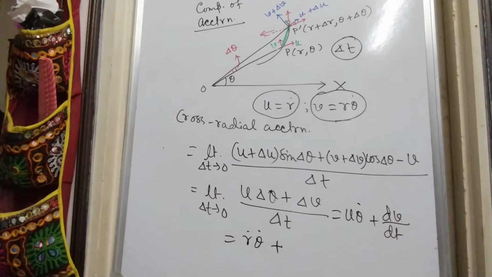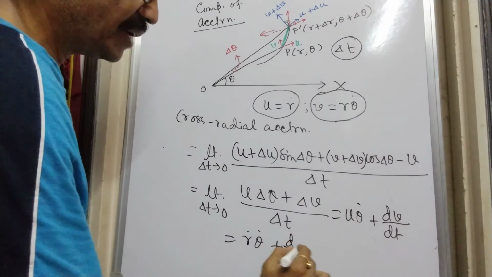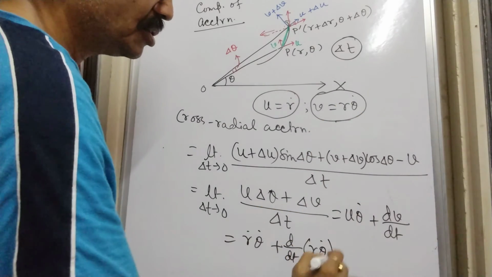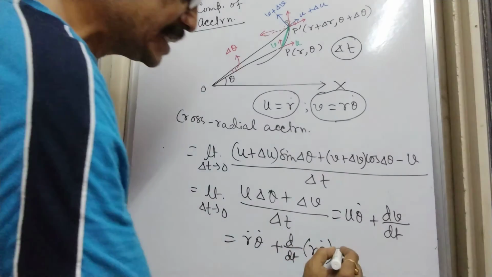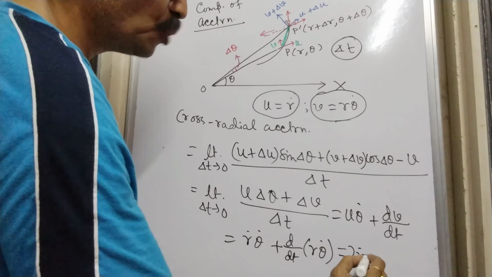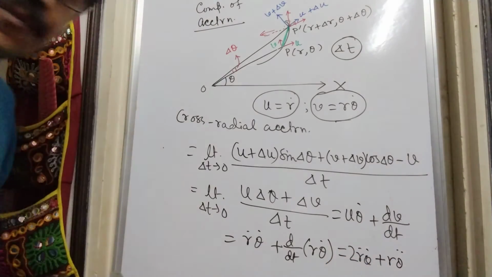And what is dv dt? This is d dt of r theta dot. So dv dt is d dt of r theta dot, and this gives r dot theta dot plus r theta double dot. So this is 2r dot theta dot plus r theta double dot.